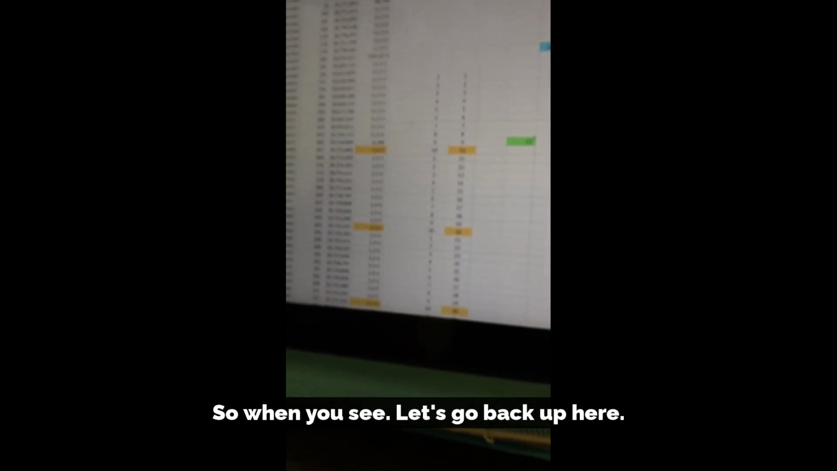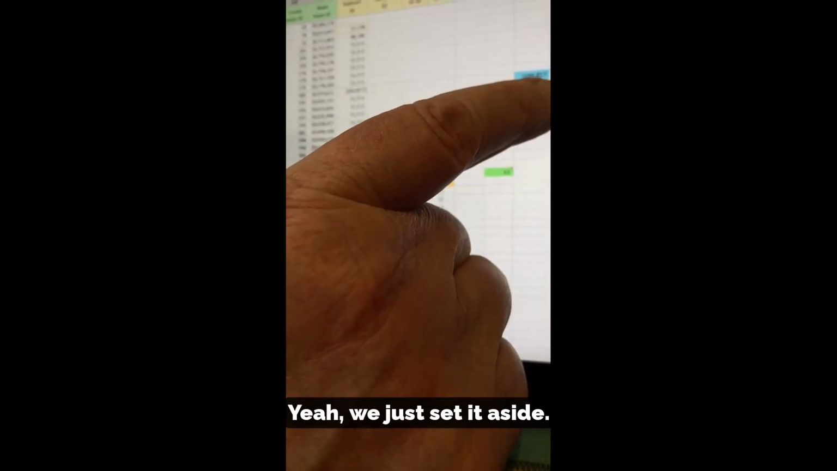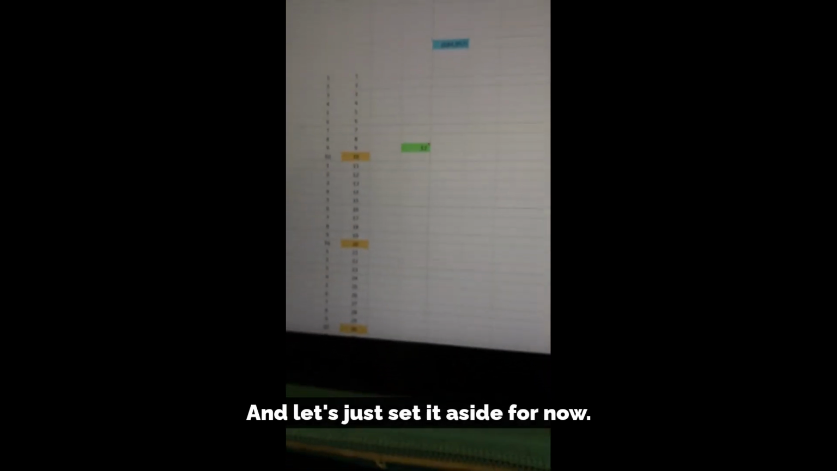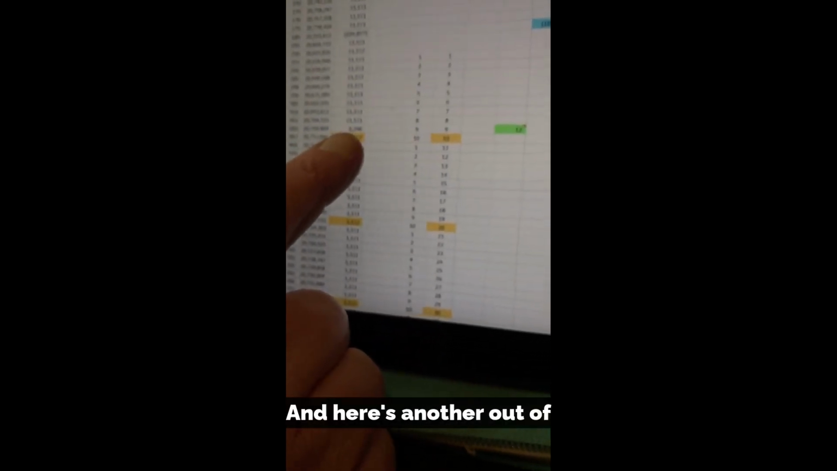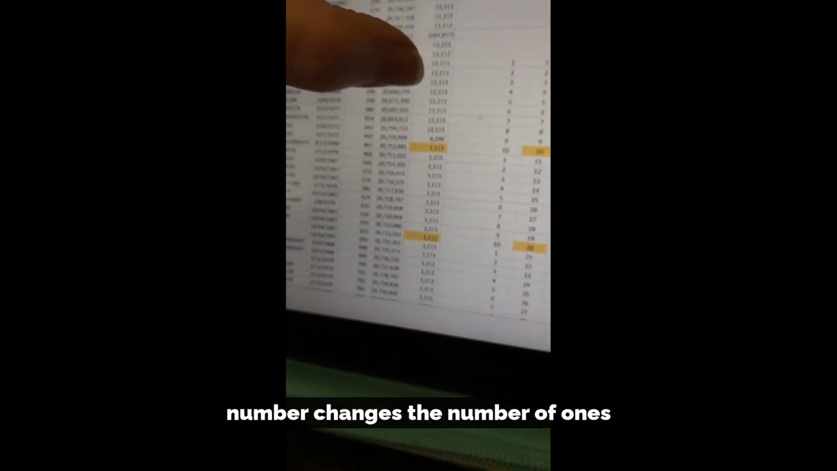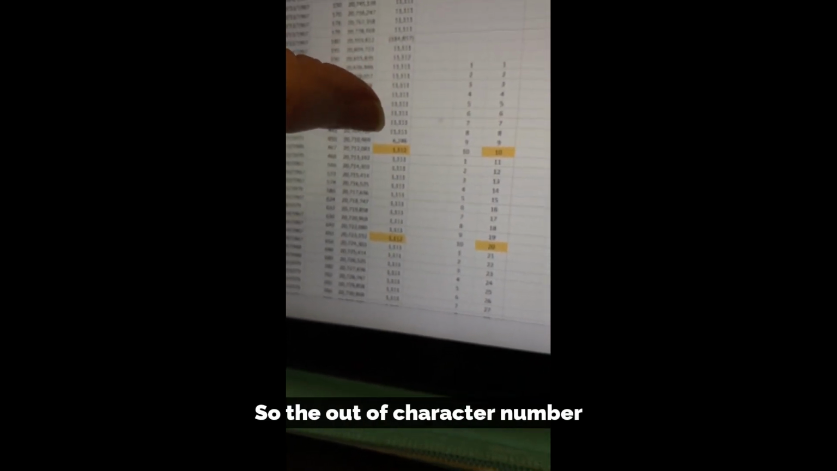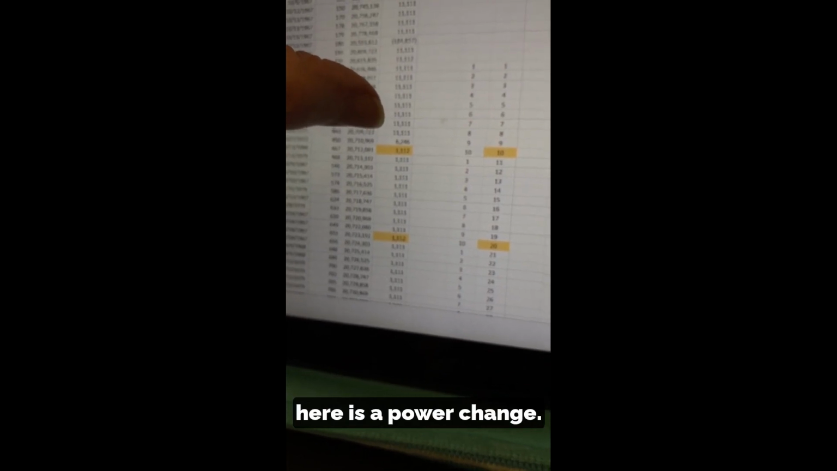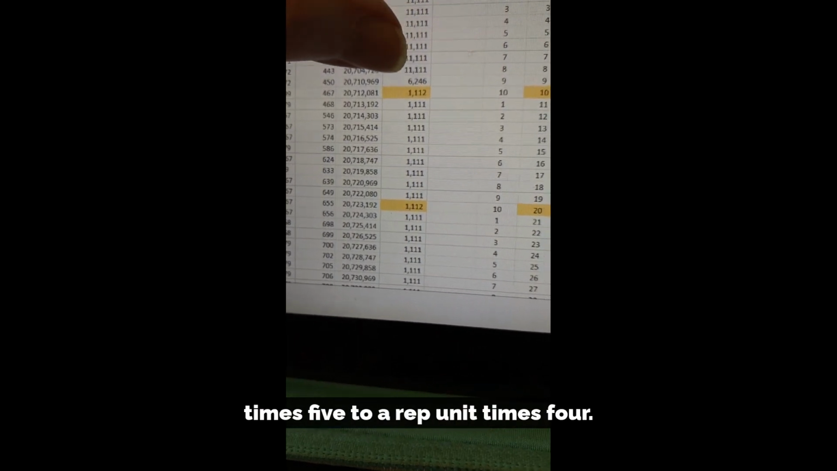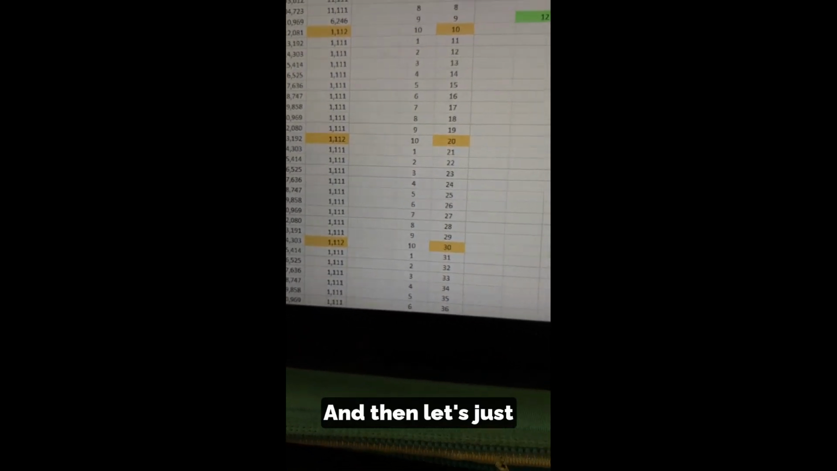So when you see, let's go back up here. Here's an out of character number. We just set it aside. Okay, gotcha. And here's another out of character number. But you notice the out of character number changes the number of ones that are presented. So the out of character number here is a power change. What does that mean? It changes the power from a rep unit times 5 to a rep unit times 4.